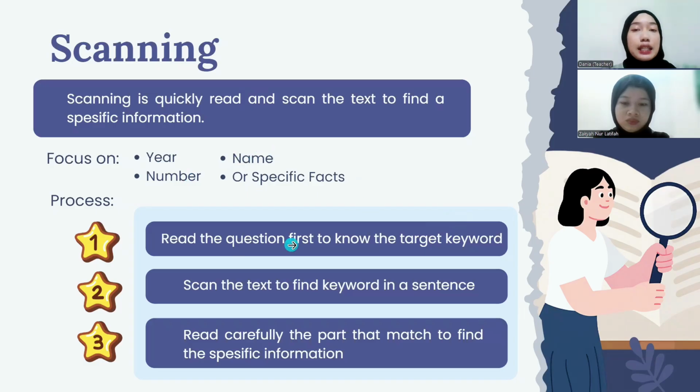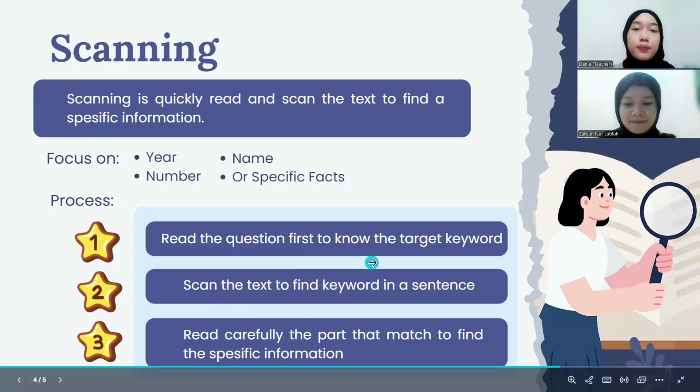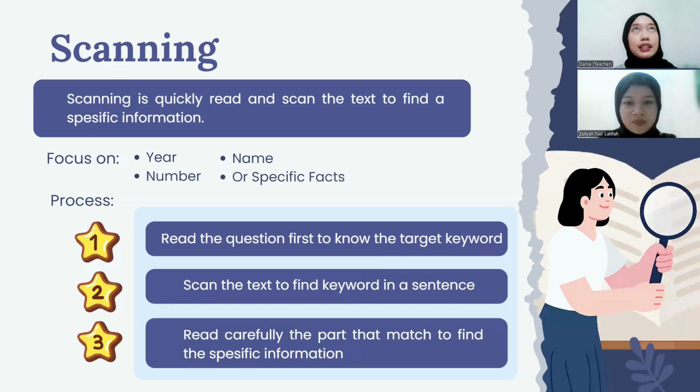For the process of scanning, first you have to read the question and identify the keyword in the question, the keyword that reflects what the question wants us to search for. After you find the keyword, you move your eyes quickly and scan through the text to locate the keyword. After you find the keyword in the text, you read that part carefully to find the specific information. So that's scanning. If skimming is for general understanding, scanning is for specific answers.